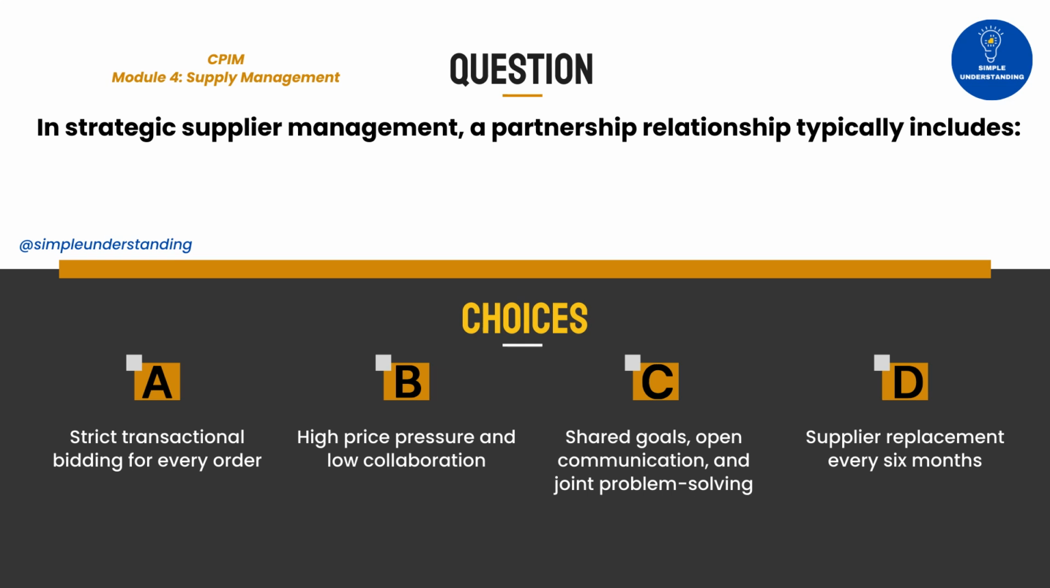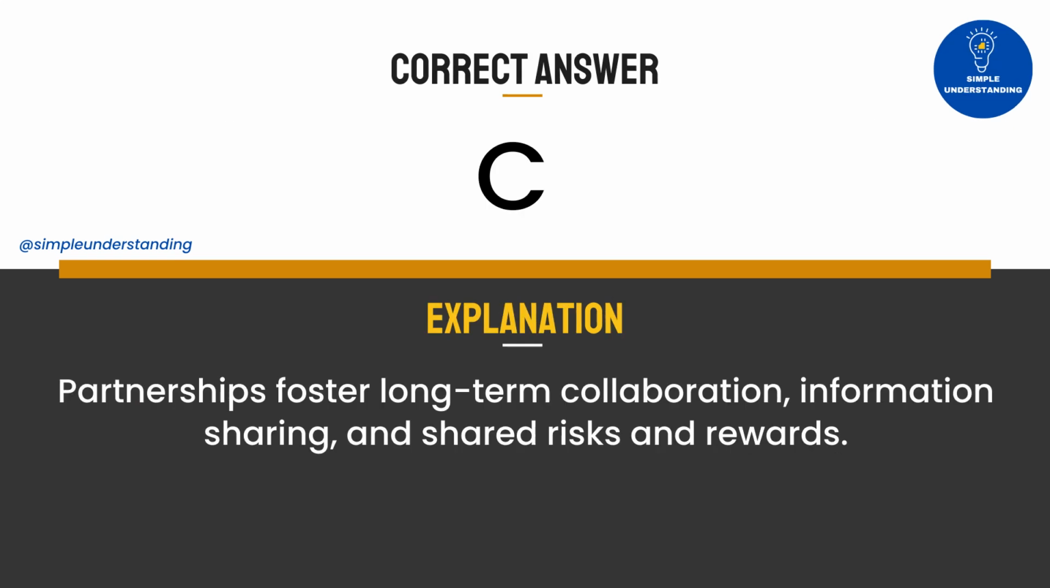Question 13. In strategic supplier management, a partnership relationship typically includes A. Strict transactional bidding for every order. B. High price pressure and low collaboration. C. Shared goals, open communication, and joint problem solving. D. Supplier replacement every 6 months. Correct answer: C. Explanation: Partnerships foster long-term collaboration, information sharing, and shared risks and rewards.